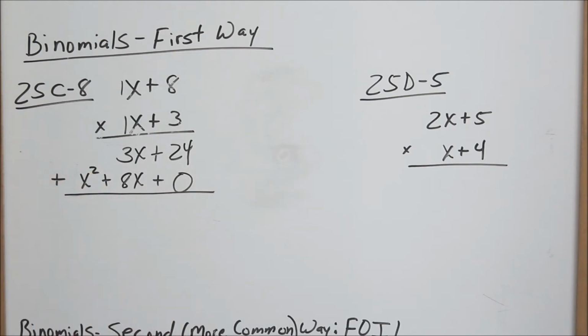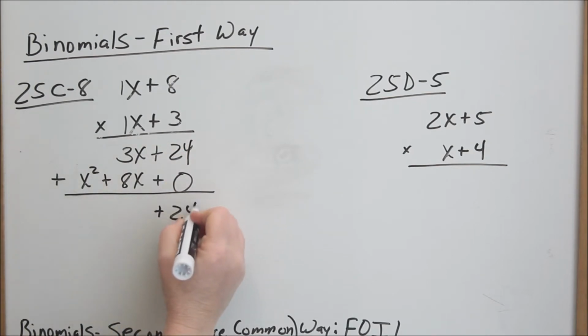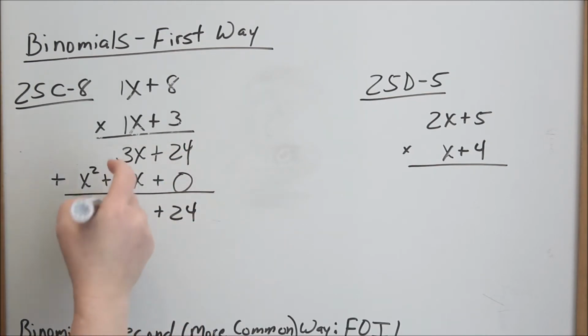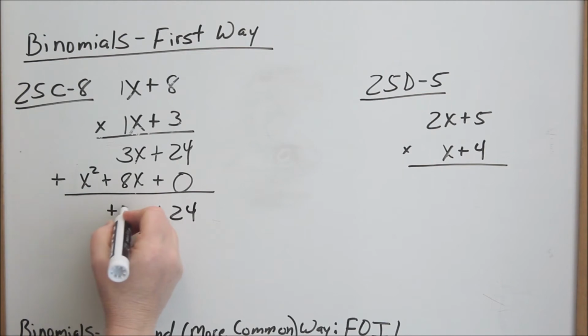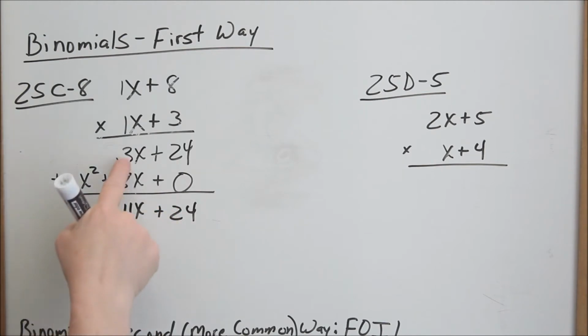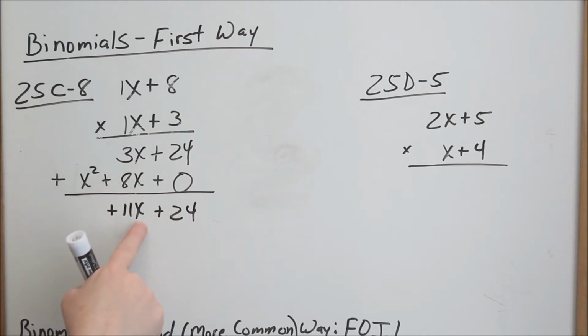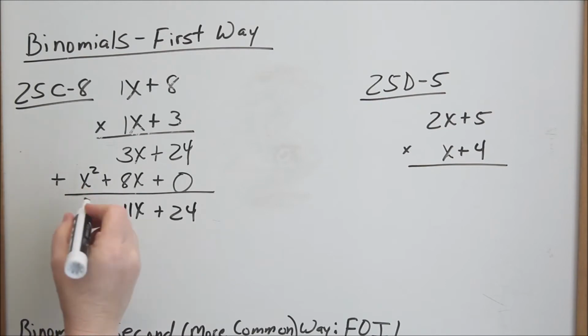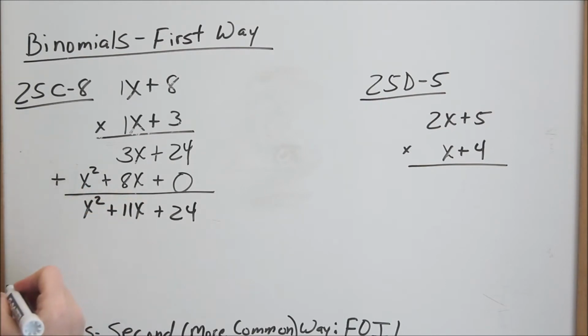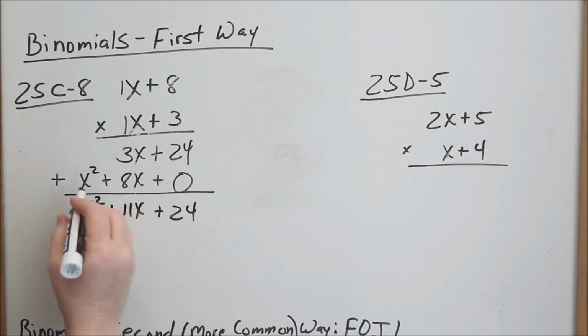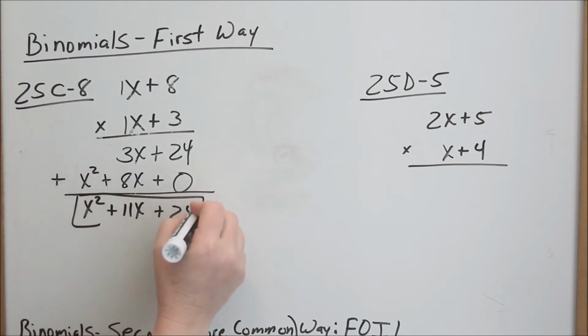We add now when we get to this point. 24 plus 0, positive 24. Positive 3, that's an implied positive. Positive 3x plus 8x is positive 11x. 3 of these plus 8 of these, 11 of these. Then there's nothing to add my x squared to, so I have that. And then I can't add x squares to x's to numbers, so this is my final answer.